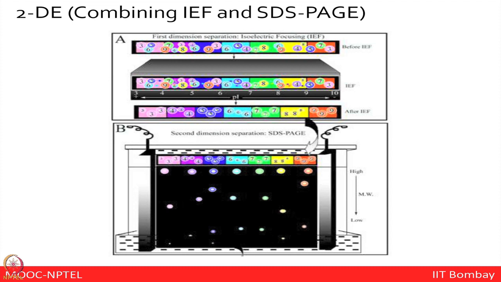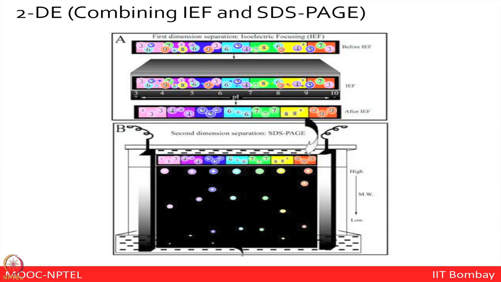Once you have done the first dimension separation, you put the same strip on the SDS based gel unit, and now you can separate proteins in the second dimension based on their molecular weight. Eventually you generate an image, as shown in this particular slide, where you can obtain information for each protein at its molecular weight as well as isoelectric point level.